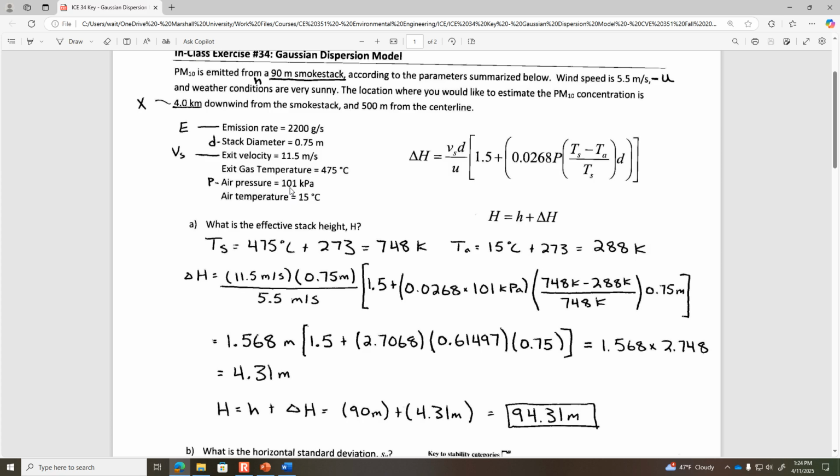So as I was circulating around, it seemed like everybody had no trouble finding the temperatures in Kelvin. The gases that exit the stack are at 748, whereas the surrounding air is 288. And it's partly that big temperature differential that drives the plume higher after it comes out of the physical height of the stack. So delta H, that additional rise, is 4.31 meters, which means the effective stack height's 94.31 meters.